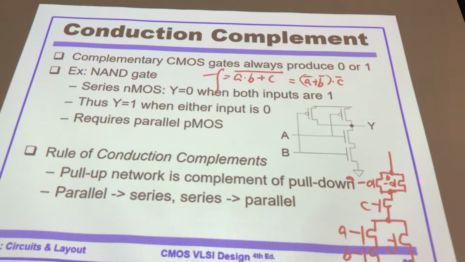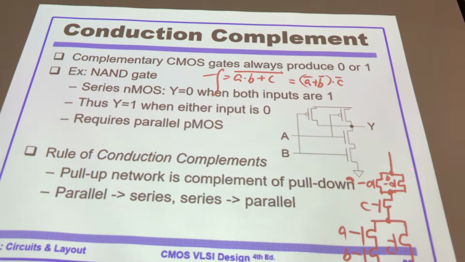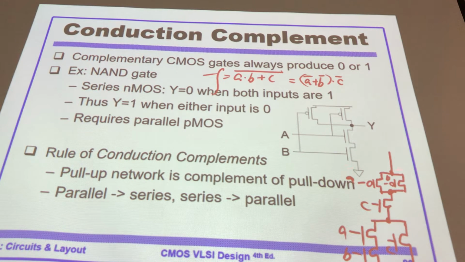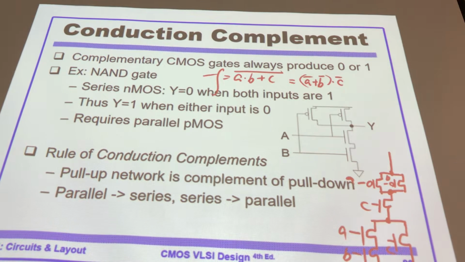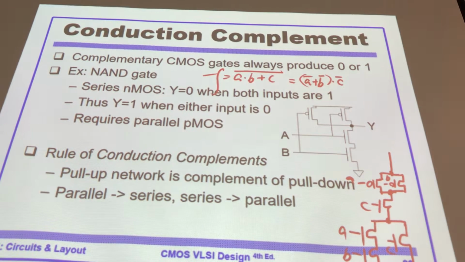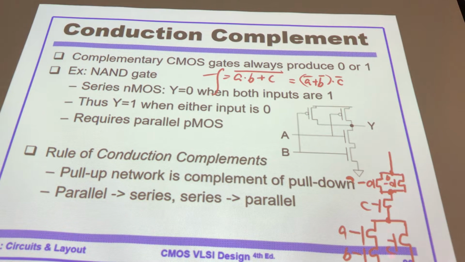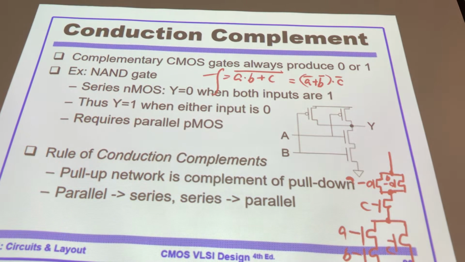And in the pull up network, just complement. When A and B are in serial, then A and B should be parallel. When AB and C are in parallel, AB and C will be in serial. And that is the correct organization, correct structure for that Boolean function. Right? We call that the rule of conduction complement. When you are in here serial, this must be in parallel. Parallel must be serial. Okay? The pull up network is a complement of the pull down network.